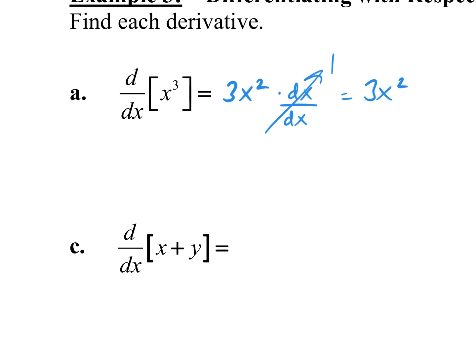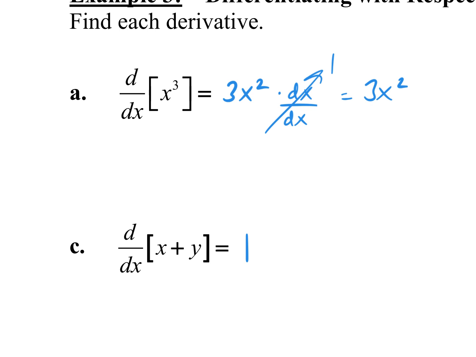Okay. Now, looking at letter C, if I'm taking the derivative of these two things being added together, that means I'm taking the derivative of x and I'm taking the derivative of y and I'm adding that together, right? So what is the derivative of x with respect to x? 1, right? Technically times dx over dx, but we don't need to put that.